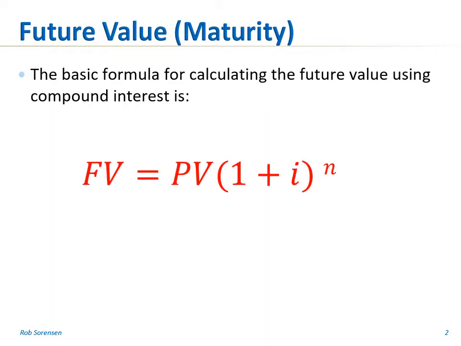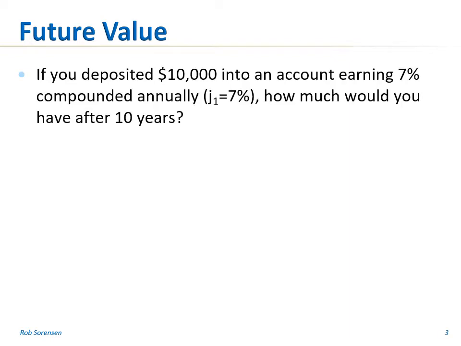The basic formula for calculating future values in compound interest is this. Future value is present value multiplied by 1 plus i to the power of n. If we were to deposit $10,000 into an account earning 7% compounded annually, or J1 equals 7%, how much would we have after 10 years?